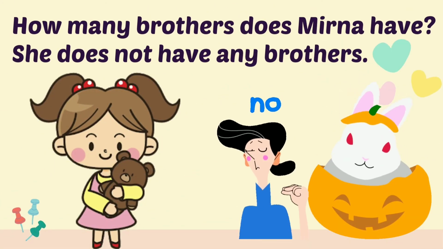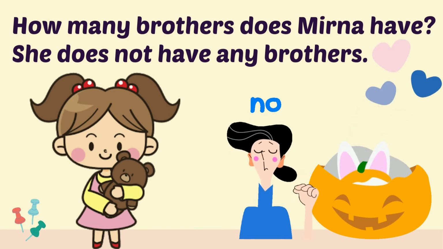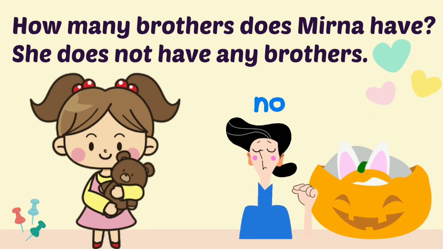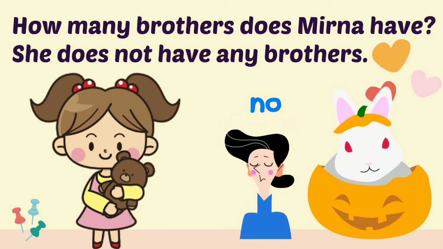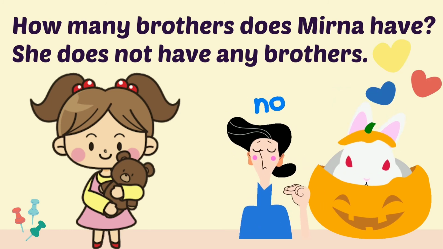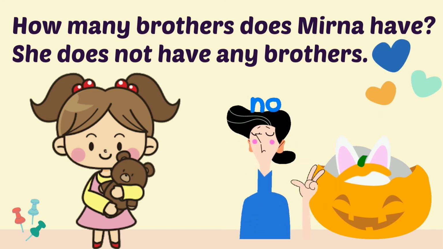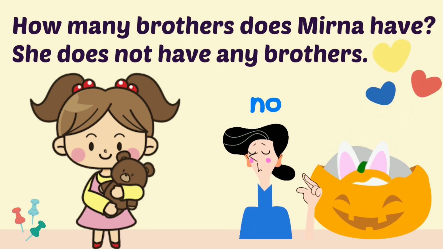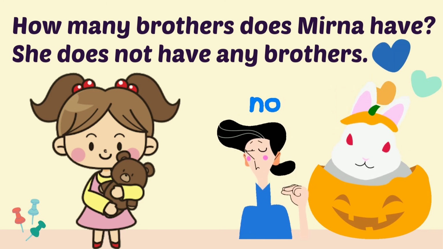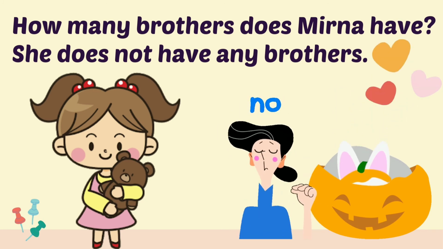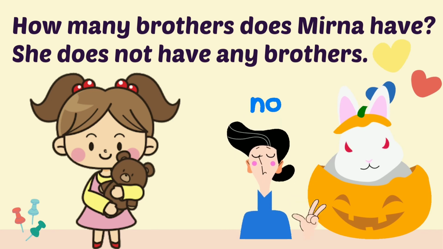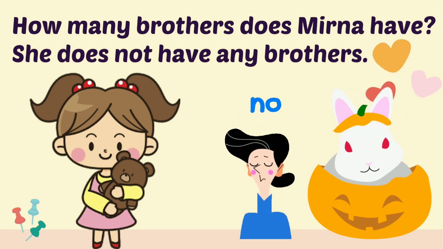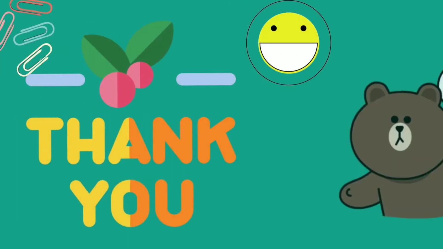Okay, how many brothers does Mirna have? She doesn't have any brothers. In this question, you can see that the subject is Mirna, only one, that's why we need to use does. But in the answer, the subject is she, it refers to Mirna, that's why we need to use doesn't have or does not have. She doesn't have any brothers.